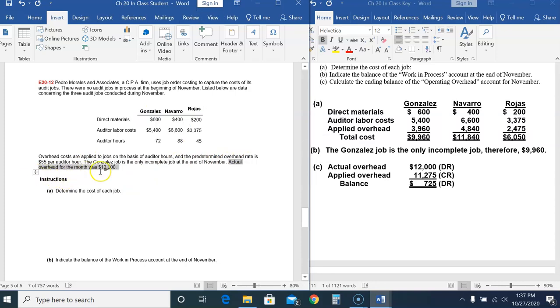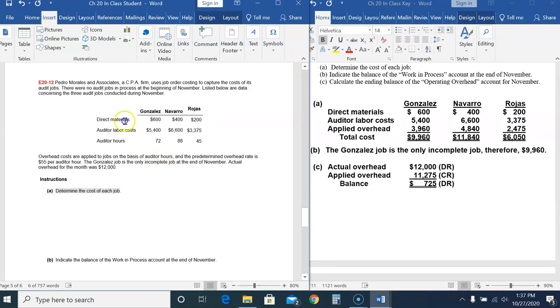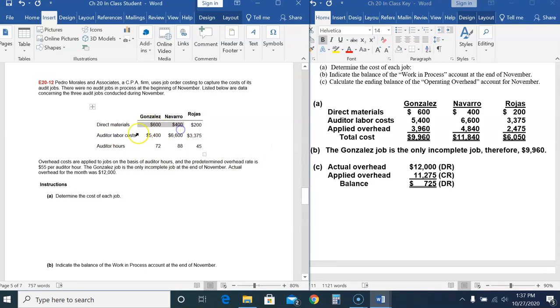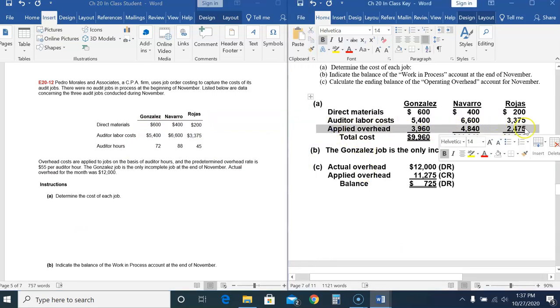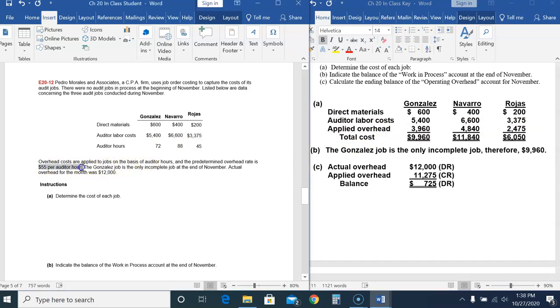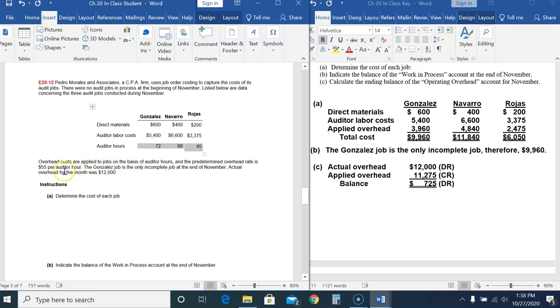Actual overhead costs incurred for the month was $12,000. Determining the cost of each job. We will be taking each job's direct materials, actual labor cost. All of that came straight out of the problem here. Then to come up with the applied or the estimated overhead, we will multiply our predetermined overhead rate of $55 times our actual hours. Because the driver was audit hours, we multiply the rate times the audit hours.